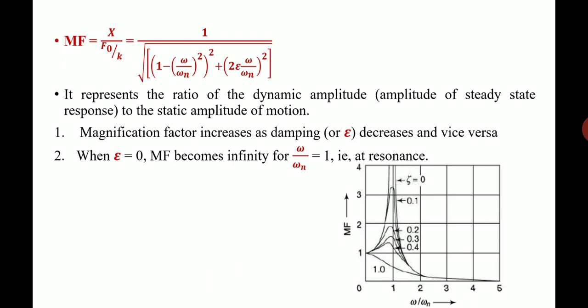So that is the inference from this equation. The magnification factor increases as the damping decreases, or vice versa. As you can see, since epsilon is in the denominator, as epsilon increases, the magnification factor decreases. As epsilon decreases, the magnification factor increases. That is obvious, because when there is no damping, the magnitude of vibration will be very high. When there is enough damping, the magnitude of vibration will be low.